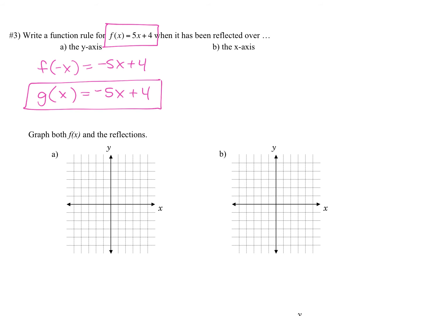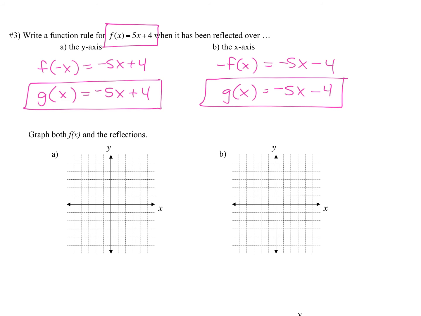All right, the second one, reflected over the x-axis. So now we're changing the entire function, right? Which means it's going to be what? Negative 5x minus 4. So my new function, g of x, would be negative 5x minus 4. Okay. Questions on that? Okay, so then we're just going to graph it.